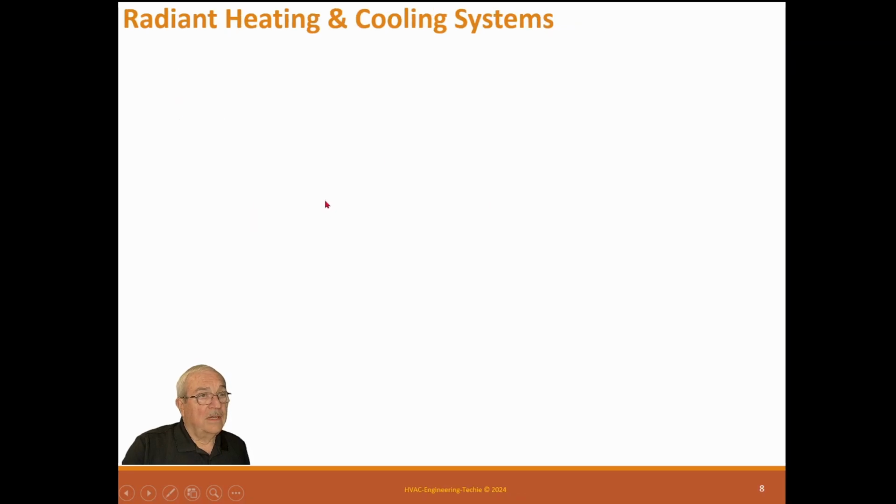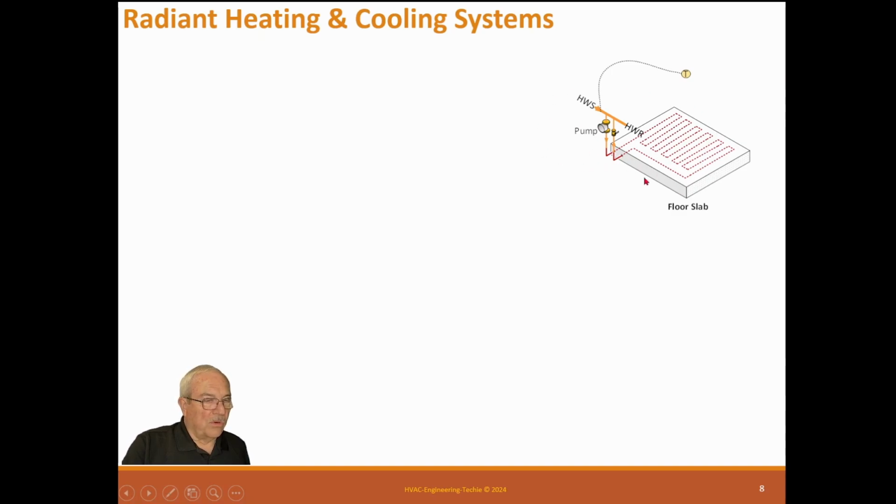So first we'll touch on radiant heating and cooling, because I don't know where else to put it. Radiant heating is where you have water tubes in the slab, the floor of the building. You could also have them in walls and ceilings, but normally they're in floors.